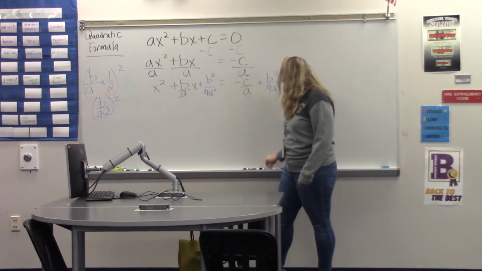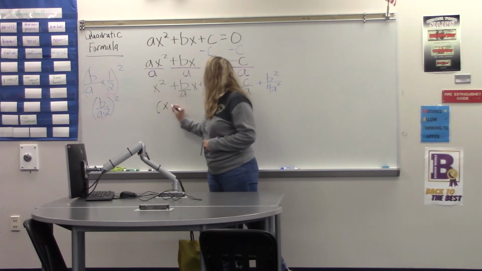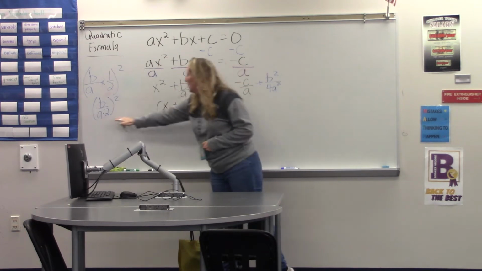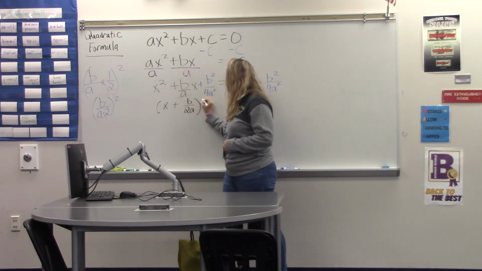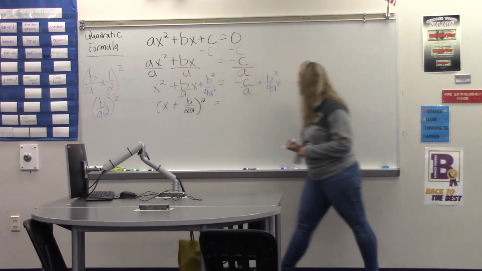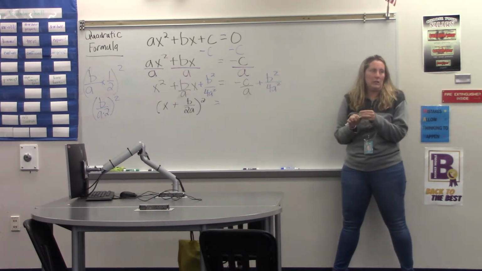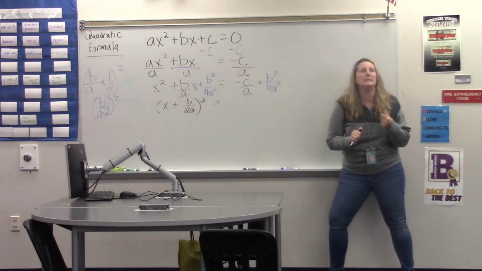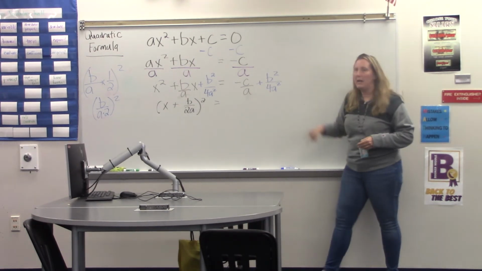Okay, it's a perfect square trinomial, so that becomes x plus, remember our little magic number here, that's b over 2a quantity squared equals. Okay, this is a little funny here. I can add these two together, but they don't have an LCD. My least common denominator is 4a squared.